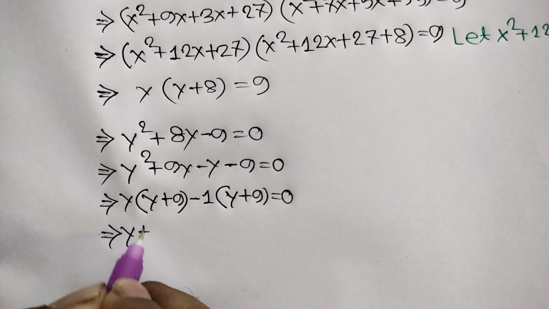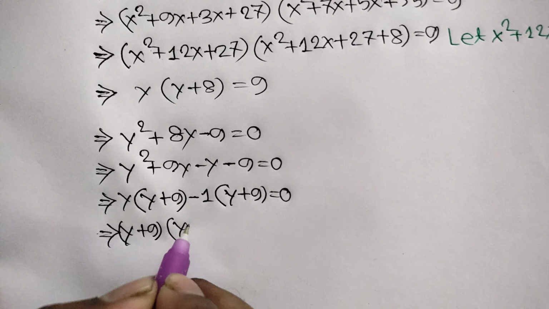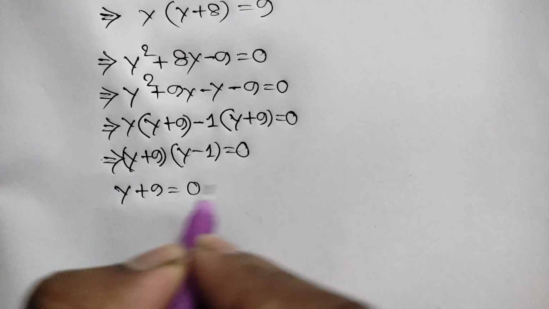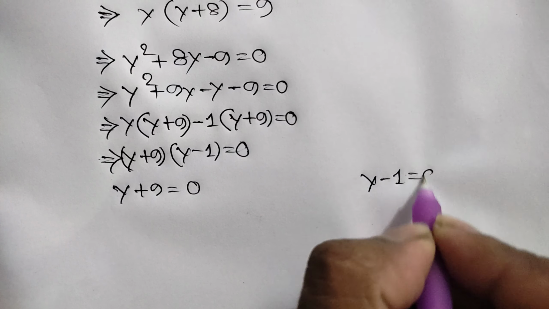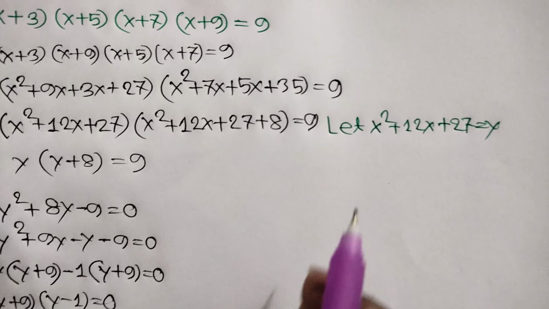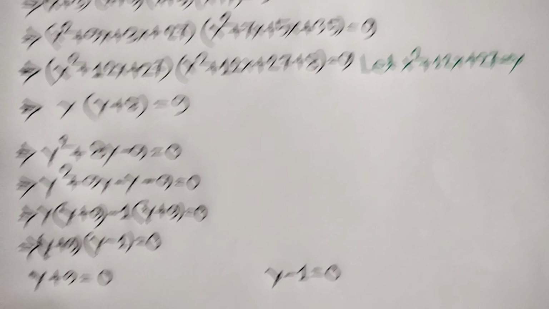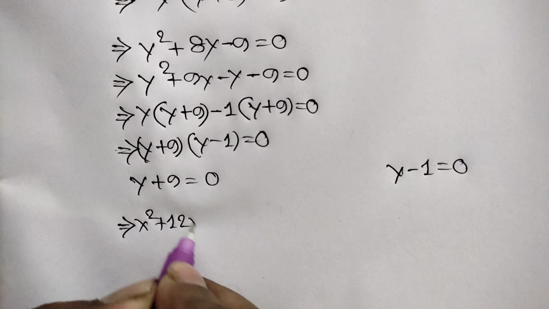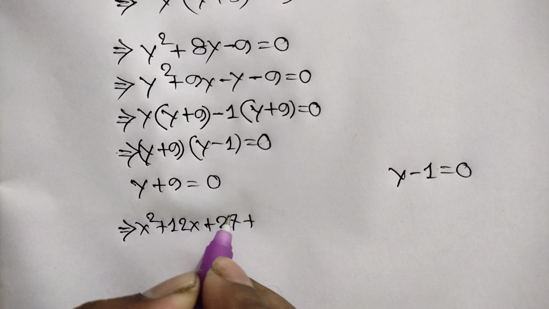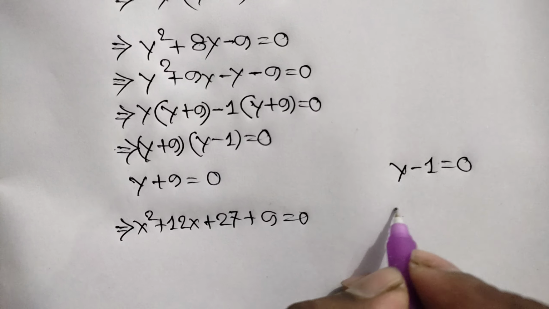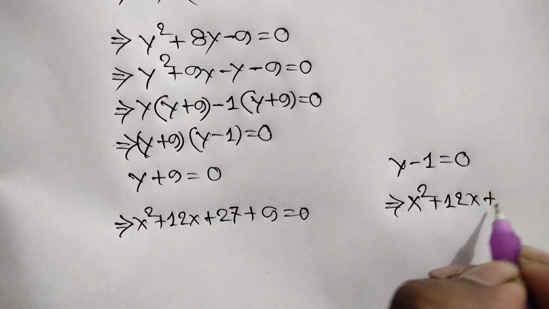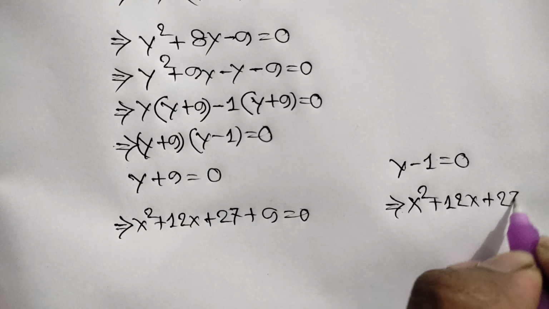Now taking out y plus 9, we will get (y plus 9) times (y minus 1) is equal to 0. Now from here we have two solutions, so we can write y plus 9 is equal to 0 and y minus 1 is equal to 0. But remember, let y is equal to x square plus 12x plus 27, so we can write x square plus 12x plus 27 plus 9 is equal to 0. Similarly here we can write x square plus 12x plus 27 minus 1 is equal to 0.